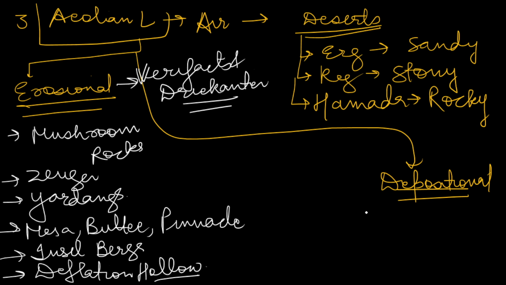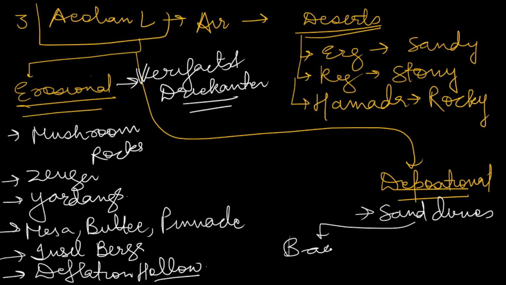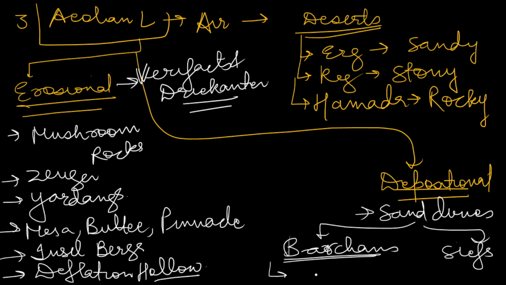And depositional, you will find sand dunes. There are two kinds of sand dunes which you will generally find. One is barchans, and another one is the seifs. So barchans and seifs are depositional landforms. Barchans are sometimes asked, so do remember it. Then you will also find loess deposits. So these are the depositional and erosional landforms found in aeolian topography.